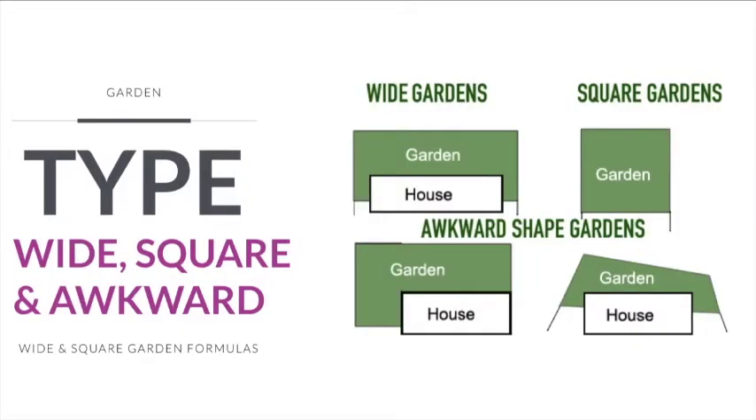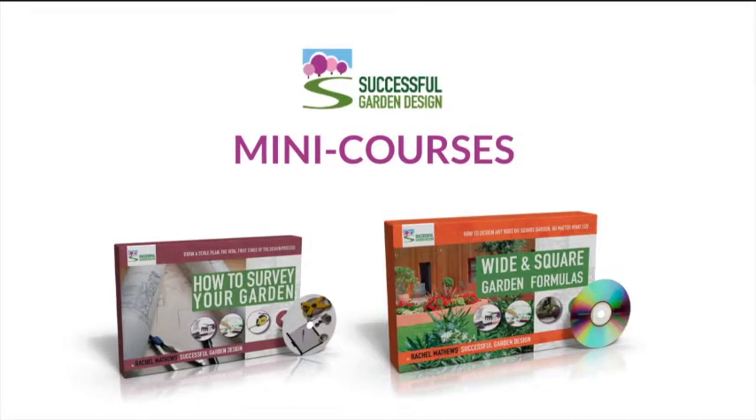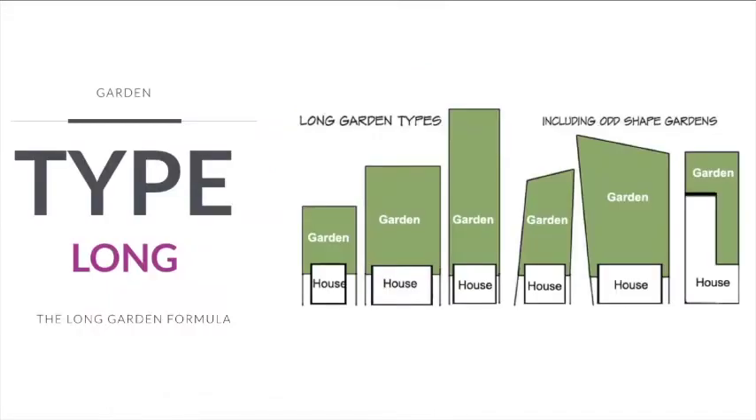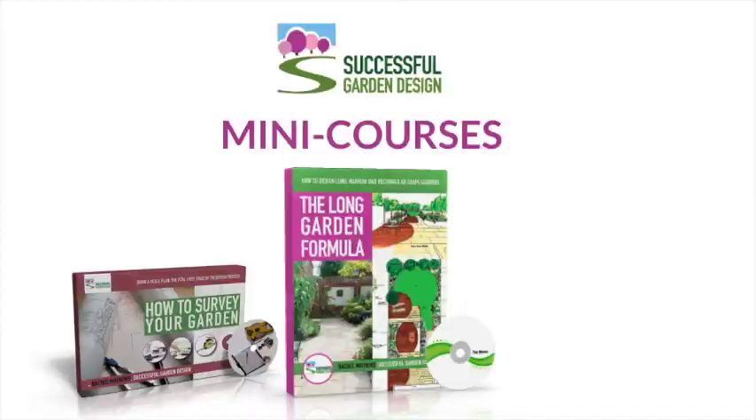So if you have a wide, square or awkward shaped garden, you need to make these look longer when you design them. So we've put those together in one course. As long as your garden is wider than it is long, or it's completely square, then this is the course you need. If your garden is long, however, then often we need to make it look wider, and we need to divide the space in a completely different way. So if your garden is longer than it is wide, then the long garden formula is the best course for you.